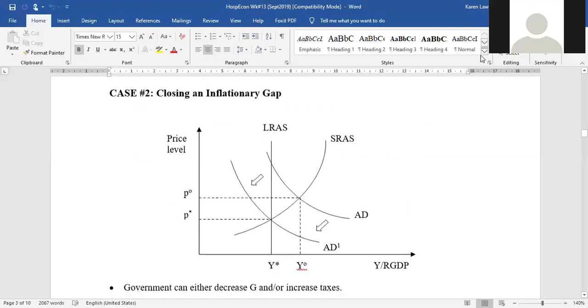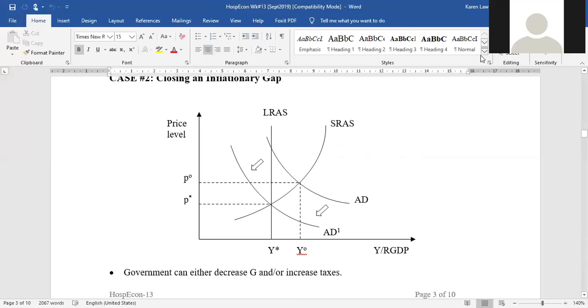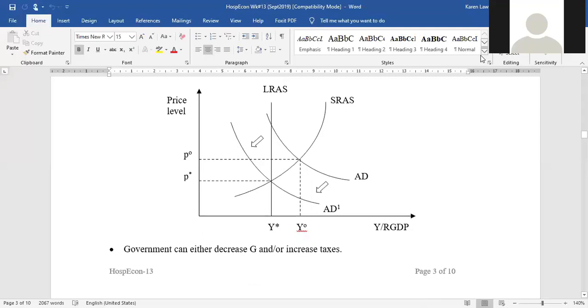How the government can close an inflationary gap is they can do exactly the opposite. If you look at our inflationary gap here, our short-run supply curve, which intersects our aggregate demand curve, is to the right of Y star. So Y0 is greater than Y star, so we are experiencing an inflationary gap. What the government can do is the opposite. They can either decrease government spending and or raise taxes, which will then curb spending and reduce aggregate demand.